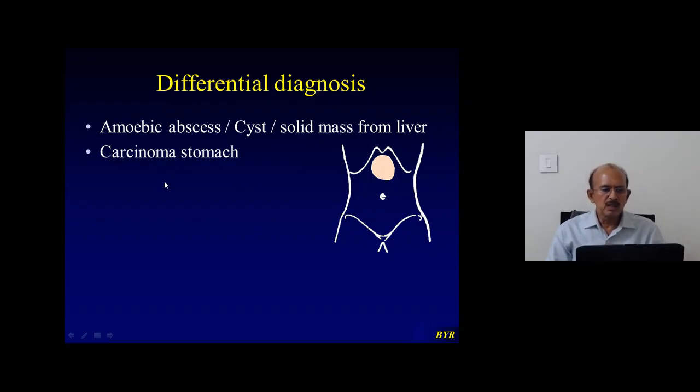Then you have to think of carcinoma of the stomach, retroperitoneal mass. What is retroperitoneal mass? Retroperitoneal mass means a mass arising from retroperitoneal mesenchymal tissues. So what mesenchymal tissues are there in the retroperitoneum? Kidney masses are not considered as retroperitoneal masses. Retroperitoneal masses means from the mesenchymal structures of the retroperitoneum, not from the organs.